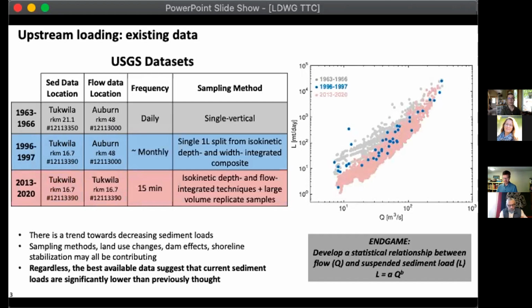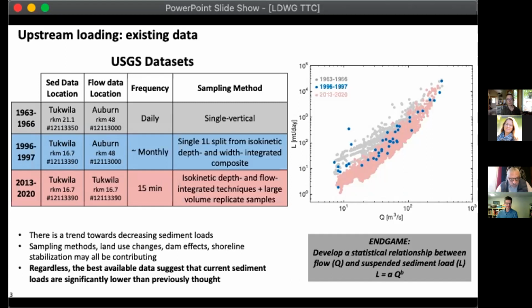And these measurements are continuous 15-minute turbidity measurements that have been calibrated to suspended sediment concentration using large volume, isokinetic, depth, and flow integrated methods with replicate samples. So basically, this most recent data set in pink is like the gold standard of sediment load measurements.